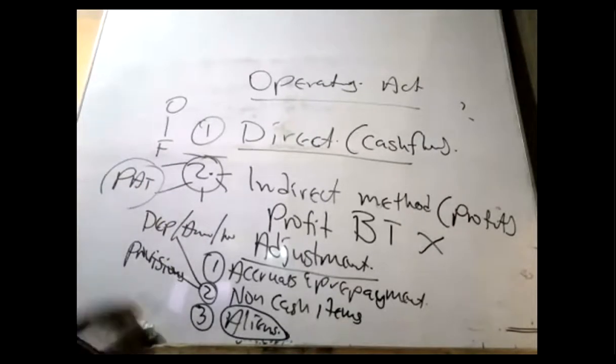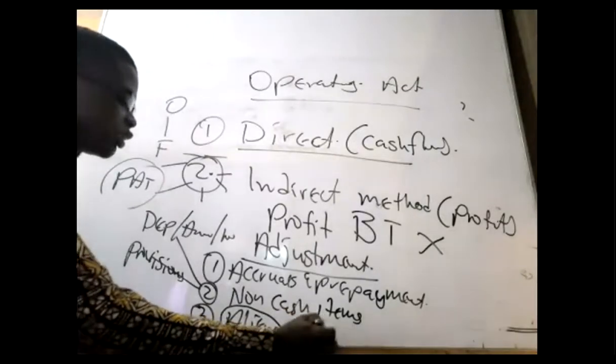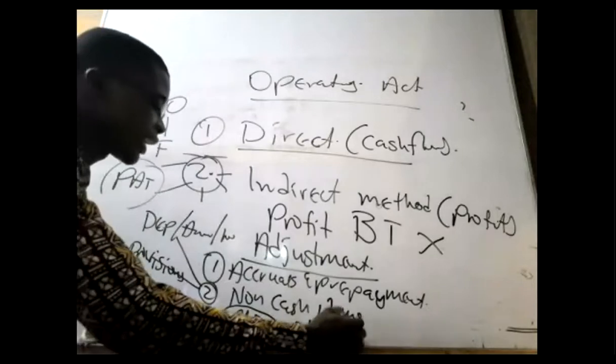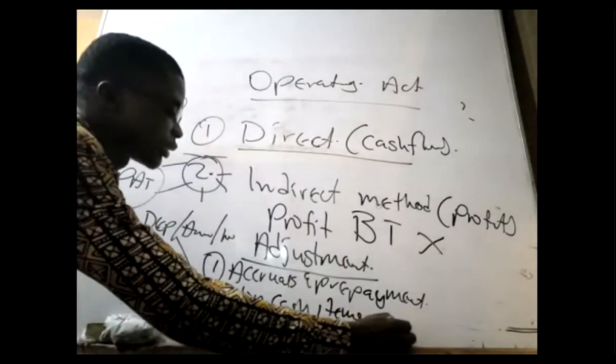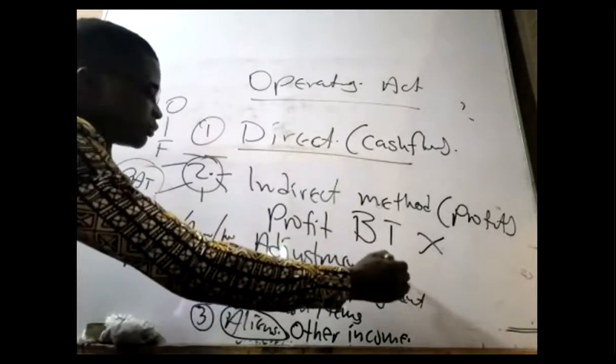All those items, give them one name. They are in the other income. So any item that you see in the other income, please take it off. Other income, adjust it, reverse it. Adjustment simply means you need to reverse. So adjustment, reverse.